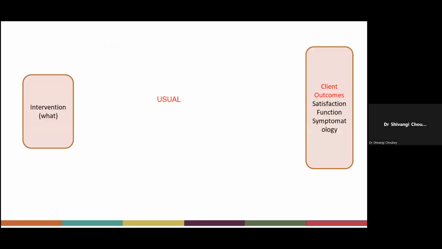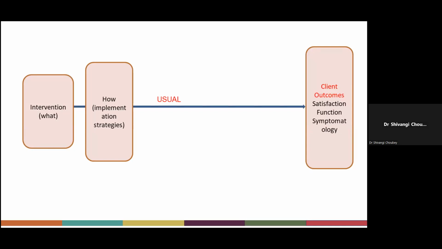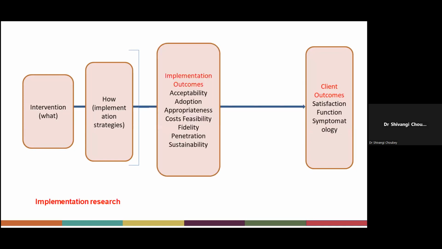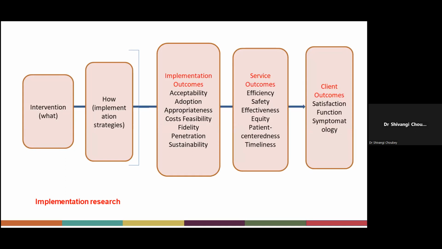So what usual studies measure is, we will have an intervention, then we will see the causal relationship between the intervention and the patient outcomes. But in implementation science or implementation research, we will see the implementation, how these intervention strategies get through, which result in successful outcomes, which will further impact the service outcome and in turn the client outcomes.